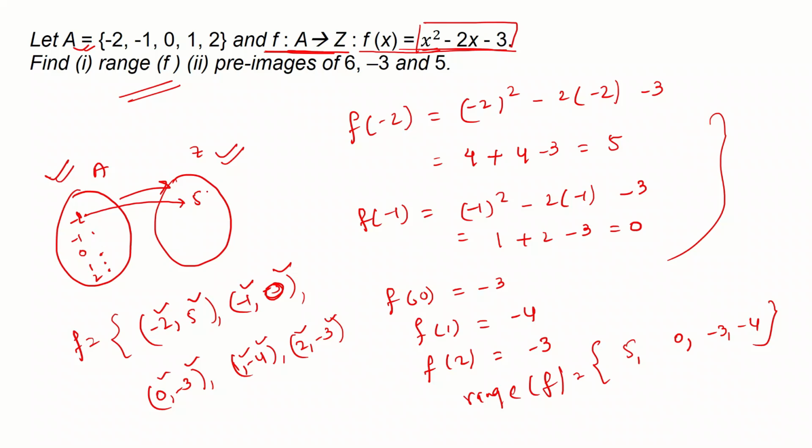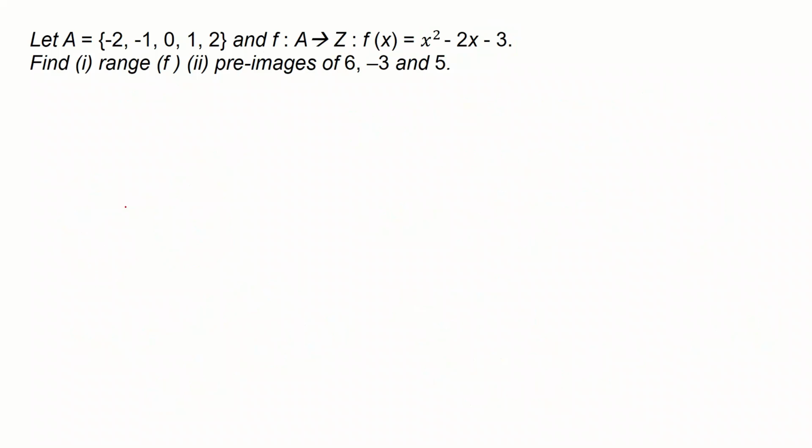Just like this 5 has the pre-image -2, similarly there is somewhere 6 over here, and we need to find out the corresponding pre-image of it. So how we do, we just find out what value of x gives us 6. Okay, so we just solve it. x squared minus 2x minus 3 minus 6 is equal to 0. x squared minus 2x minus 9 is equal to 0.